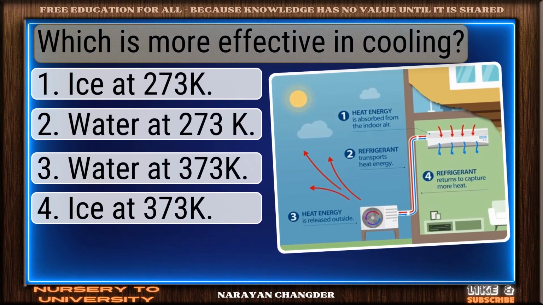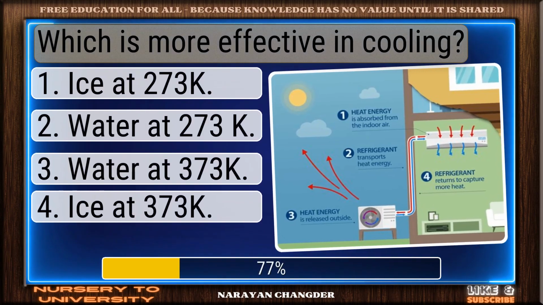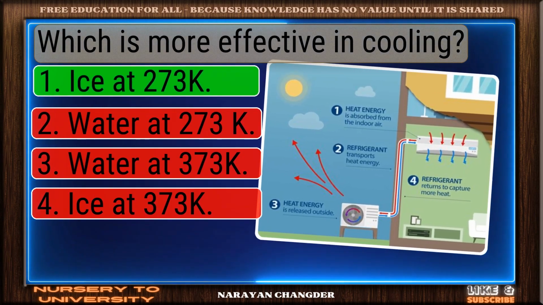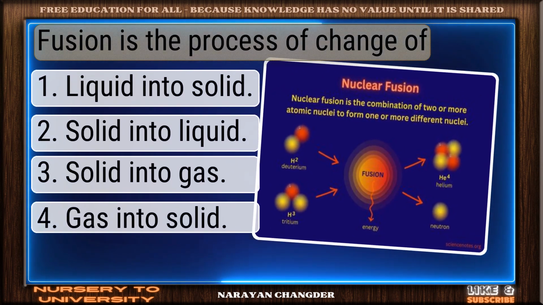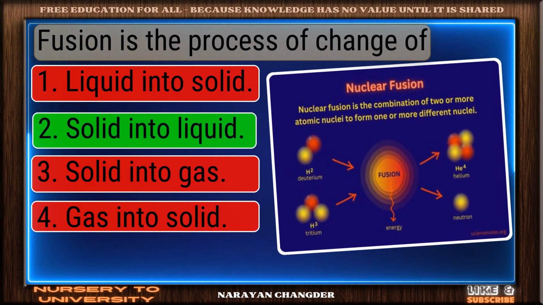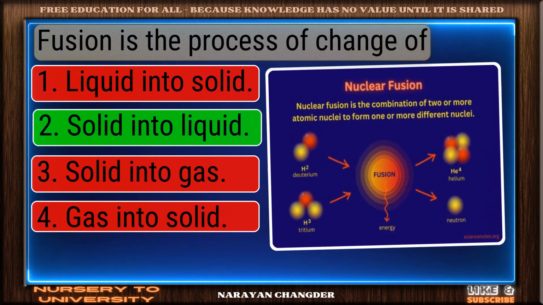Question number 87. Which is more effective in cooling? Perfect. Ice at 273 K is the correct choice. Question number 88. Fusion is the process of change of? Excellent choice. Solid into liquid is the right answer.